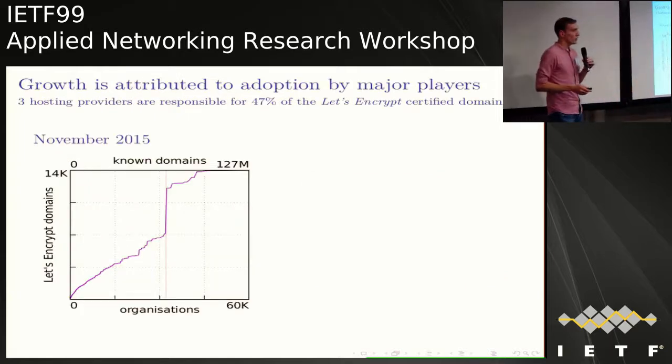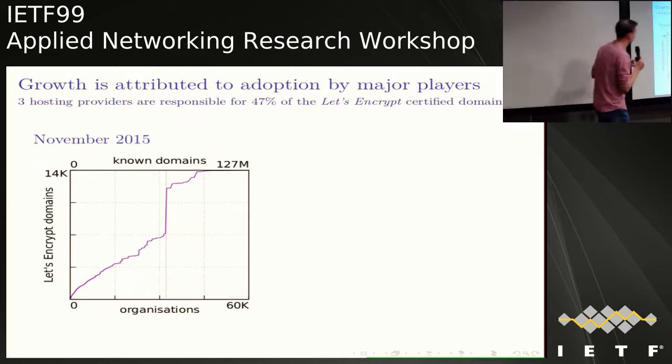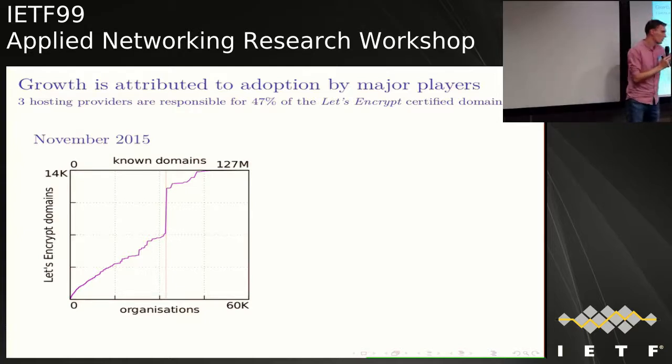Who's actually contributing to this growth? I'll take a little bit of time explaining this graph because it's not immediately intuitive, unfortunately. What this graph shows is, on the bottom axis, all organizations we identified. An organization is an entity hosting, with IP addresses associated, one or more domains we know about.